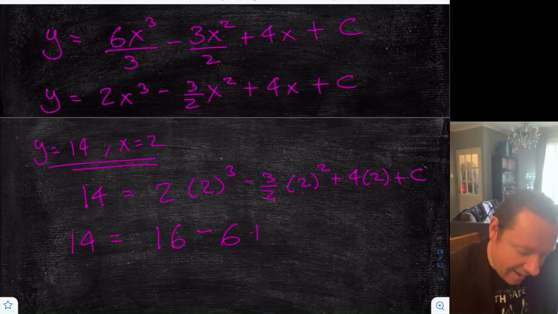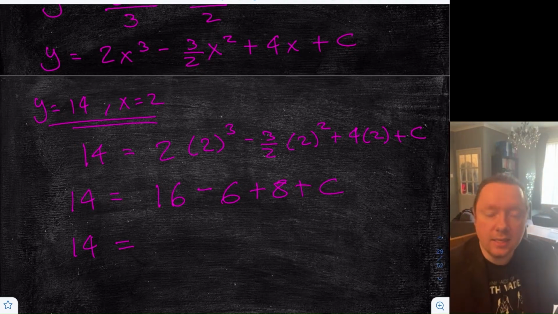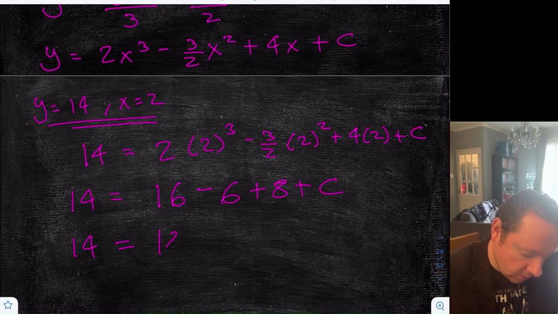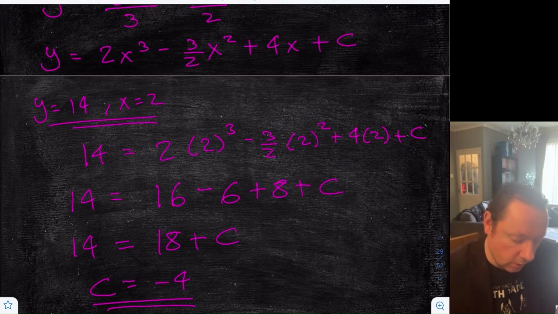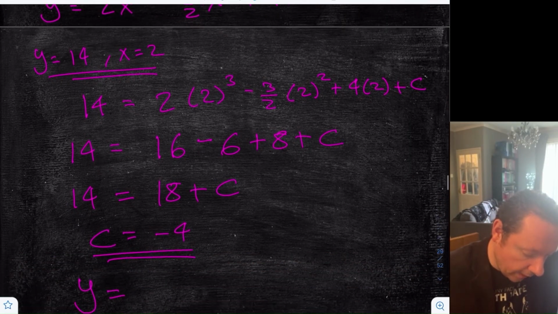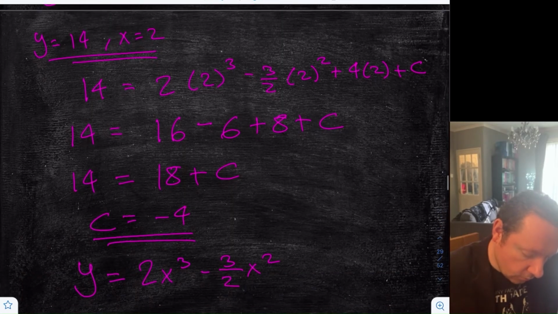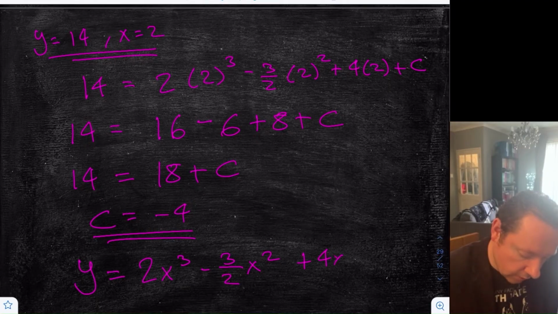4 2s is 8, and then we get a c. 14 equals 16 minus 6 is 10, 10 add 8 is 18 plus c, and therefore c must equal minus 4. And we're done for c, so we just then say that y equals whatever we got before, 2x cubed minus 3 over 2 x squared plus 4x, and then our c, minus 4, and we're done there.